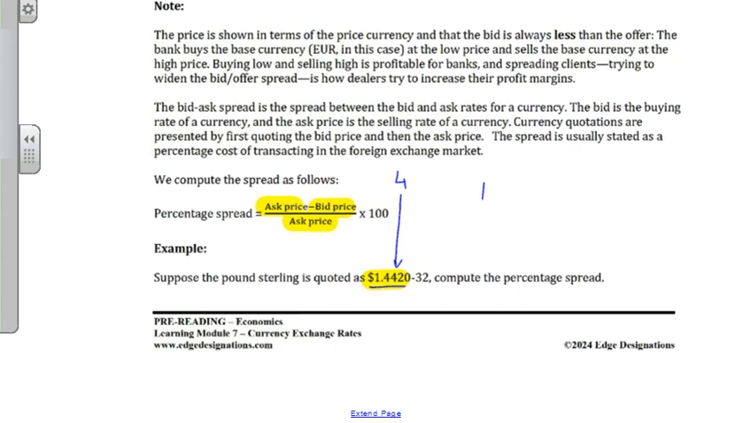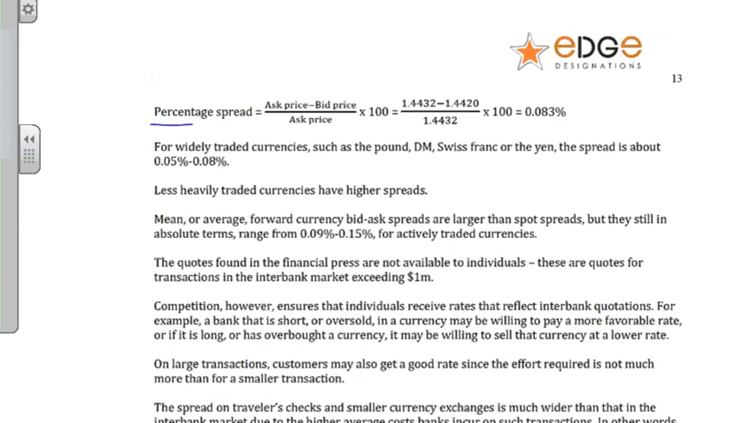What does that mean? We could show it as 144.32. Can you see there's a bit of a spread between the 20 and the 32? Okay, and then what is my percentage spread? It's the ask price of 144.32 less the bid price of 144.20 over the ask price of 144.32. Don't forget to times it by 100 to get to your percentage, and you get 0.083%.